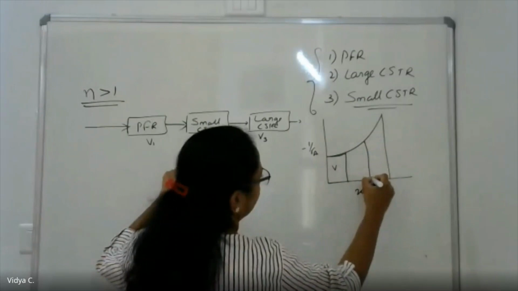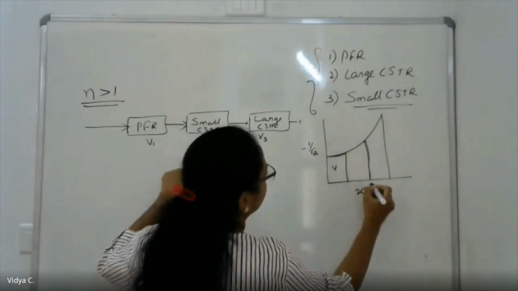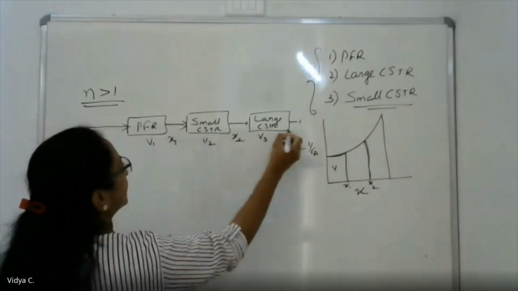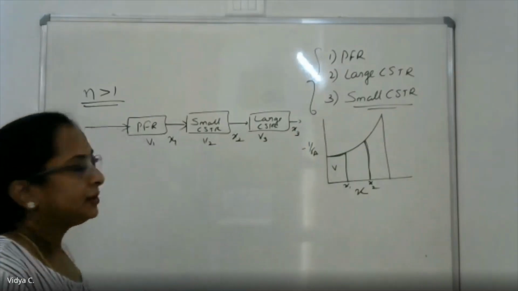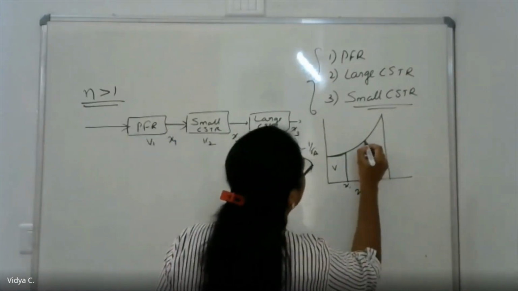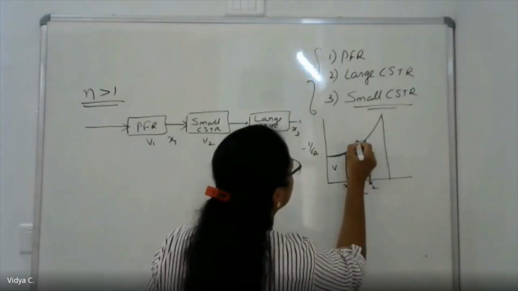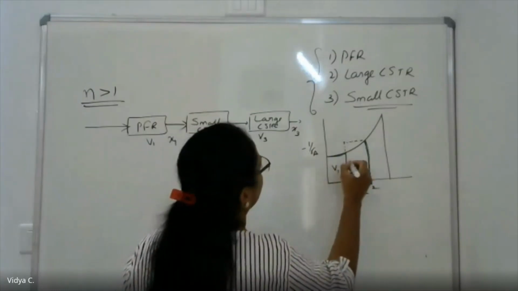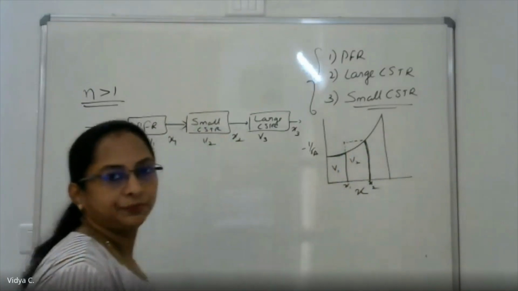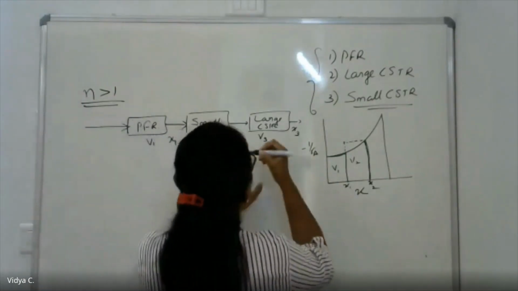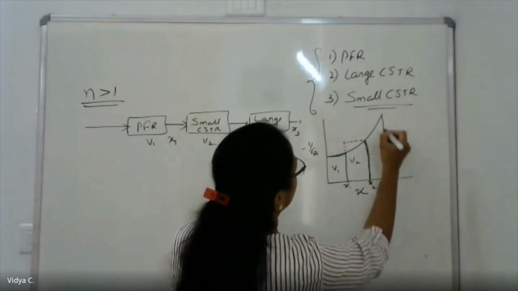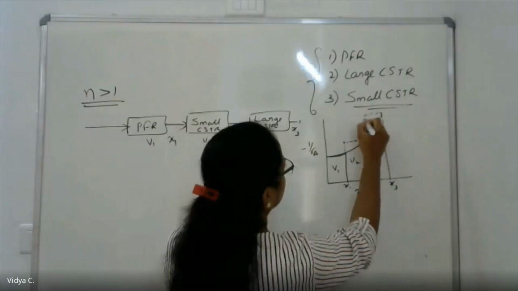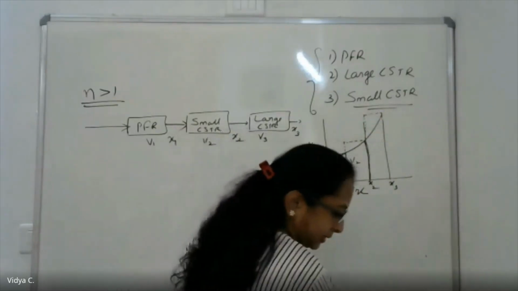If I connect the second CSTR now, how do I find it? I should go with X1. So here it will be X1, X2, X3. From X2 I should go horizontal. This will be V1, this will be V2. Next, if I go with a large CSTR, here also X3 is here. From X3 I should go horizontal, till X1. So this will be the value.